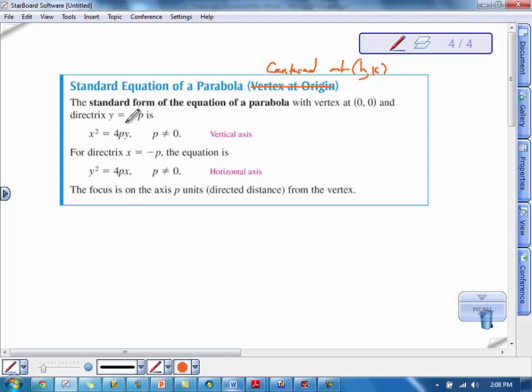Okay, this is the equation for a parabola with a vertical axis, one that opens up or down like this. As you remember, if you have y equals x squared, you know that's a parabola centered at the origin. And then obviously, if I have a horizontal axis, it would look like this.